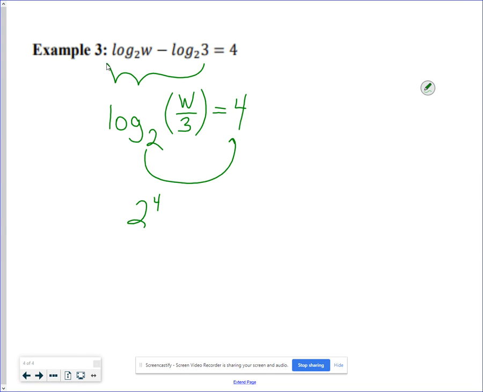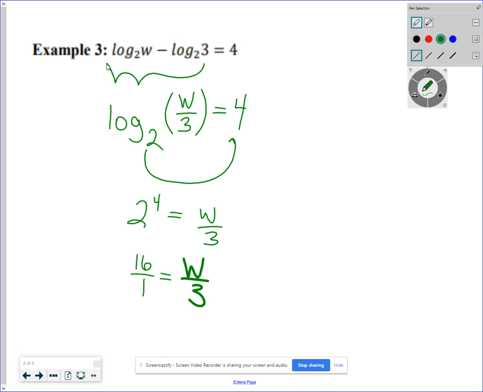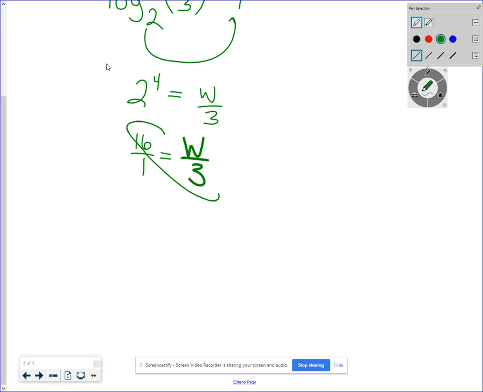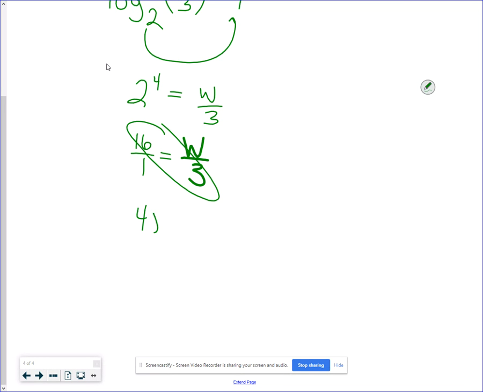2 to the 4th power is equal to w over 3. 2 to the 4th power is 16. And let's go ahead and turn it into a fraction, since the right-hand side is a fraction. So we got 16 over 1 is equal to w over 3. So just like we did yesterday, we have a proportion. So let's take 16 times 3, which is 48. Set that equal to 1 times w, which is just w. So my answer is w is equal to 48.